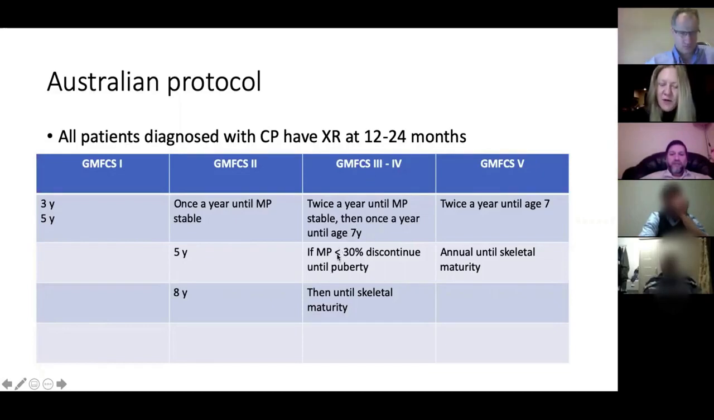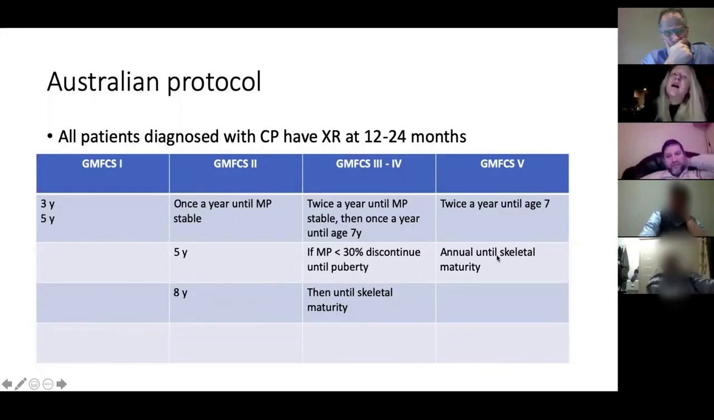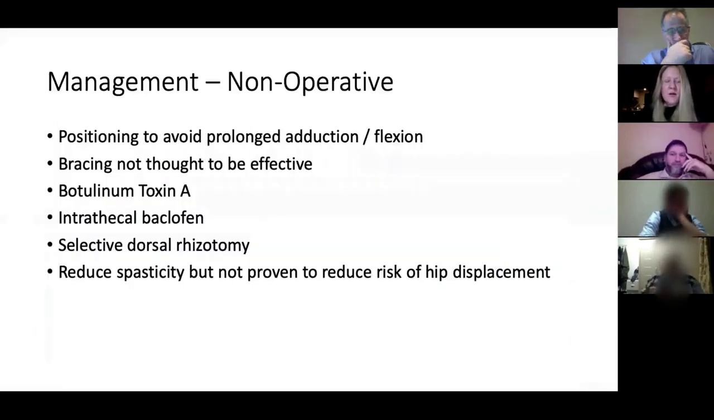And then if their migration percentage at that stage is less than 30%, we discontinue X-raying until puberty, and then we X-ray them until skeletal maturity. For the 5s, we're going to X-ray them twice a year until they're 7, and then we're going to do them annually until they reach skeletal maturity, because these are the ones that are going to progress. So how are we going to manage it?